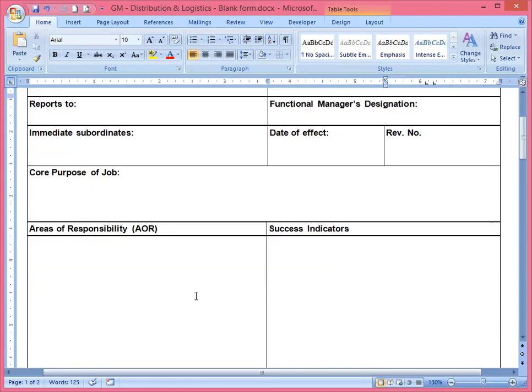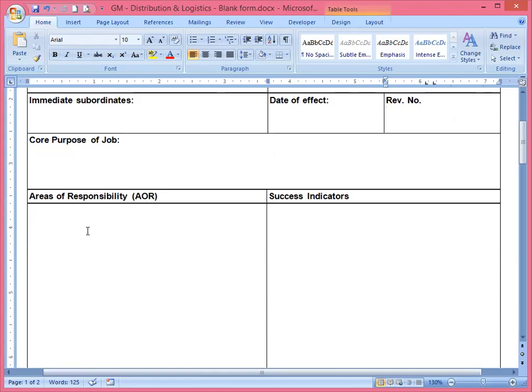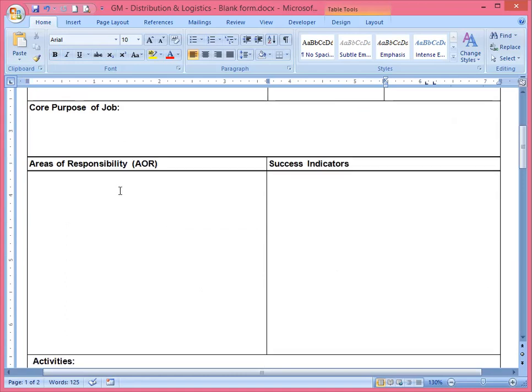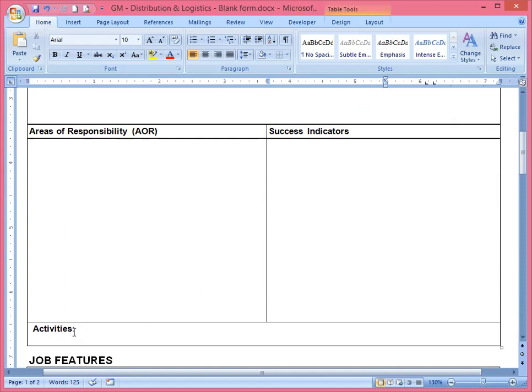The next one is the core purpose of the job. So what is the core purpose of the job? This is a general statement, maybe one or a couple of statements that you're going to write here. What is the purpose of the job? Then another box is the area of responsibility, AOR. Area of responsibility is different from the activities. The activities are like tasks, which are very, very specific. Area of responsibility is some area that is under your responsibility, like quality or finance or whatever.